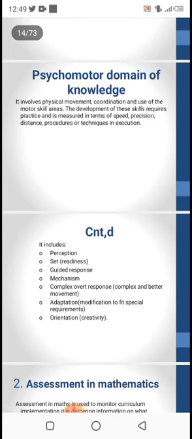In this psychomotor domain of knowledge, it includes perception, set or readiness, guided response, mechanism, complex overt response, adaptation or modification to fit special requirements, and origination.